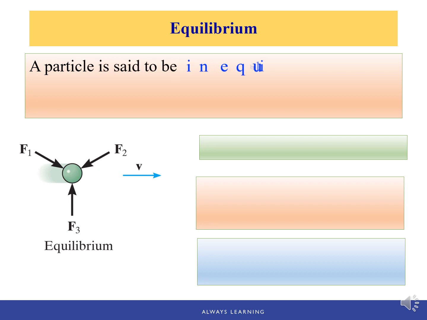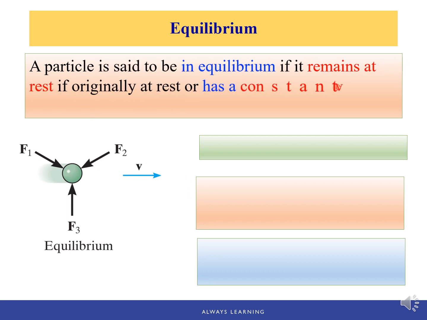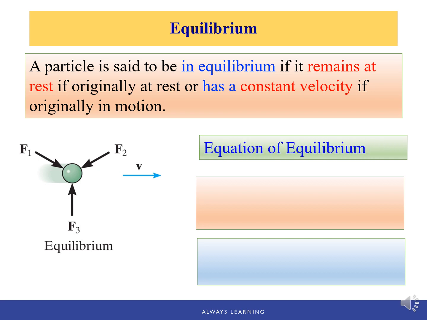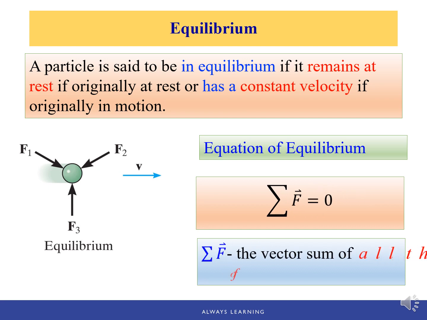A particle is said to be in equilibrium if it remains at rest if originally at rest, or has a constant velocity if originally in motion. This should remind you of Newton's first law. So, to remain in equilibrium, this particle must satisfy Newton's first law of motion, which requires the resultant force acting on the particle to be equal to zero. And this condition is stated by the equation of equilibrium: the vector sum of all the forces acting on the particle is zero, then the particle is in equilibrium.